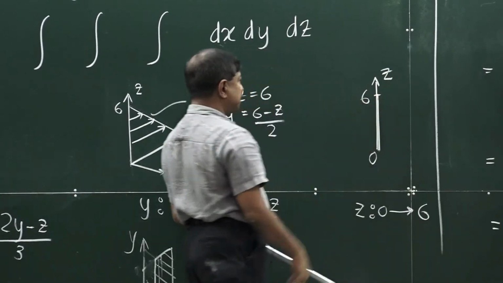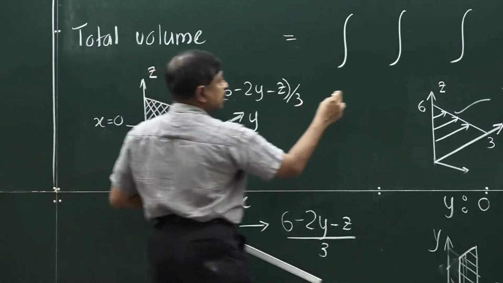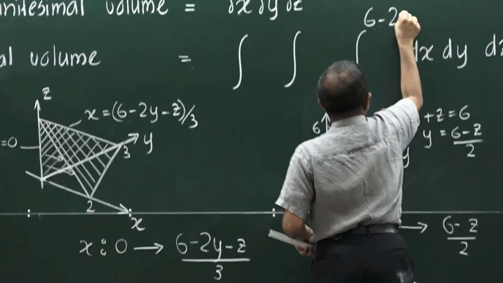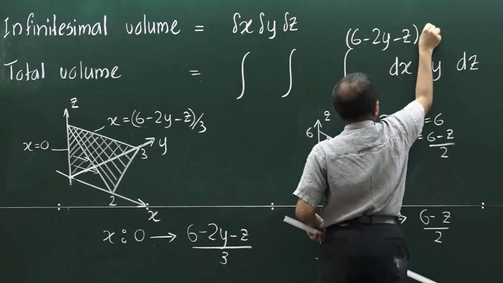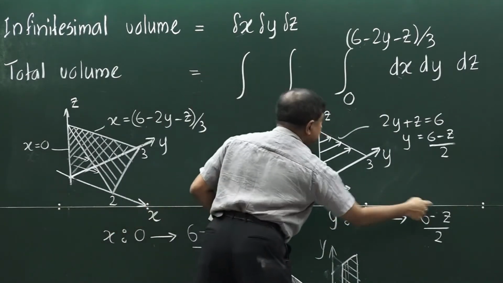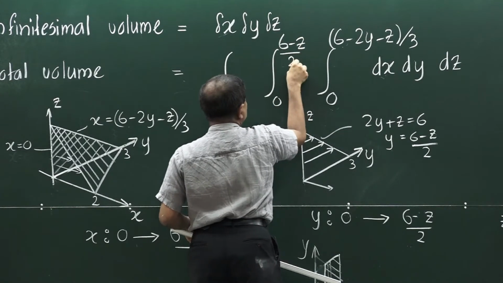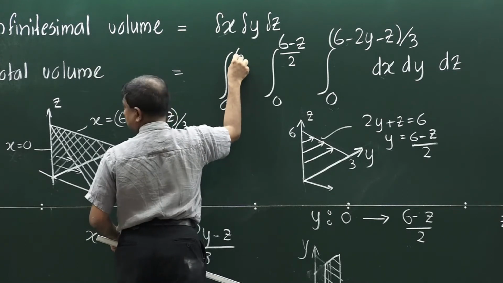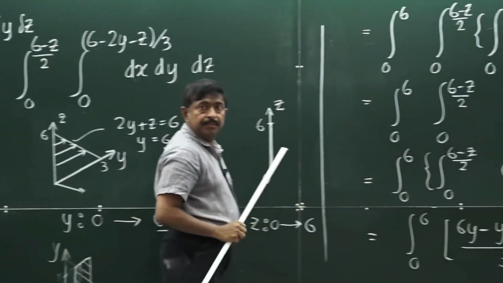So, it is from 0 to 6. Now, put these limits, let me do it. X goes from 0 to 6 minus 2y minus Z over 3. Y goes from 0 to 6 minus Z over 2. Z goes from 0 to 6, right. So, here we are.